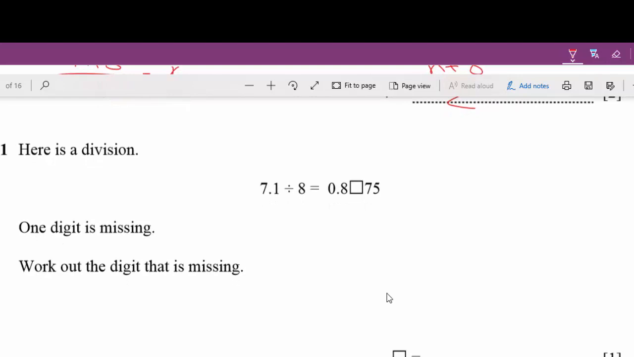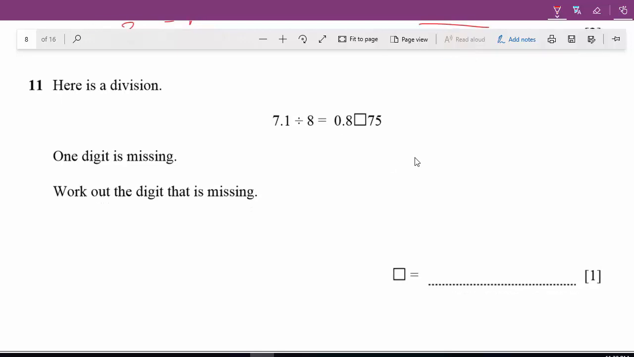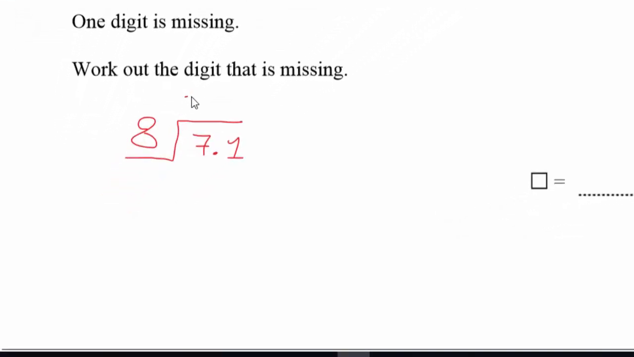Here is a division. 7.1 divided by 8 is equal to 0.8, with a missing digit, 7.5. To do this, it's better to use long division. Then let's do it. 7.1 is divided by 8. How many 8s are in 7? There is none. Then we have to put 0 point, and this point will be just cancelled.